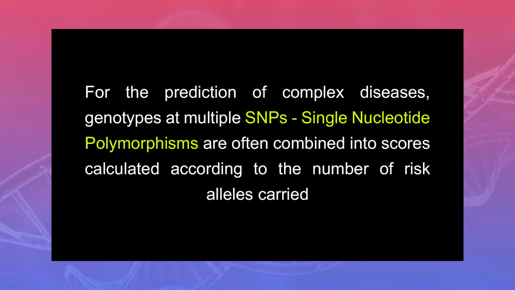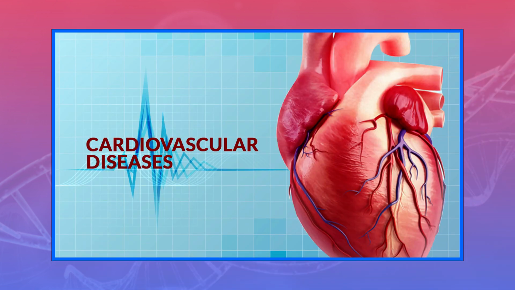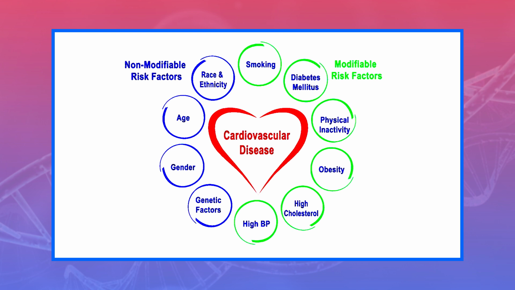For the prediction of complex diseases, genotypes at multiple SNPs are often combined into scores calculated according to the number of risk alleles carried, which is the approach that is used in predicting the risk of cardiovascular diseases. On the basis of 9 SNPs associated with cholesterol levels, this score is believed to be strongly associated with the risk of cardiovascular disease even after adjustment for standard risk factors, including family history.